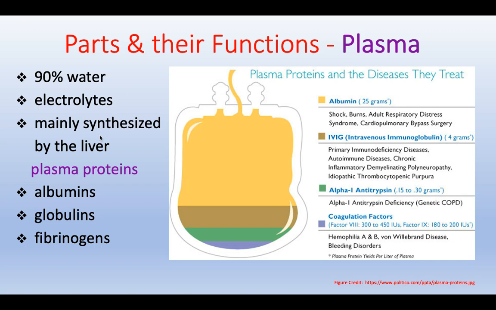The plasma proteins come in three big categories: the albumins, the globulins, and the fibrinogens. If we take a look over here, albumin is one. Then we have the immunoglobulins, which are a part of the immune system, and antibodies. We have coagulation factors here, which are very important in clotting our blood.